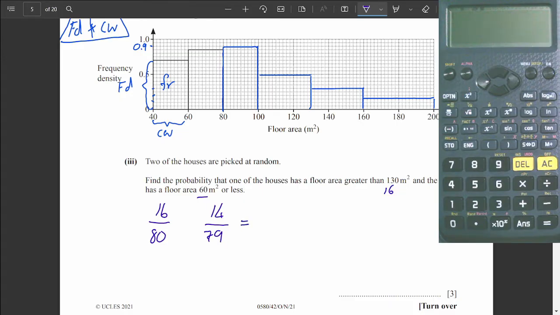So for this to be true, for this to happen, we have to pick the one and the other. All right, so that means we're going to multiply. We're using the multiply rule for probability. So let's do that.